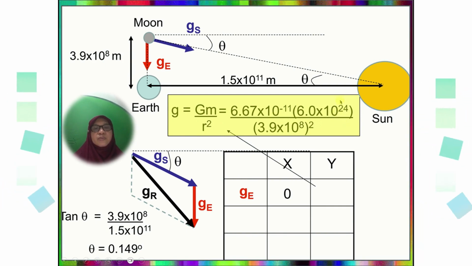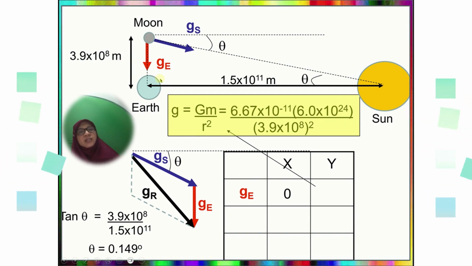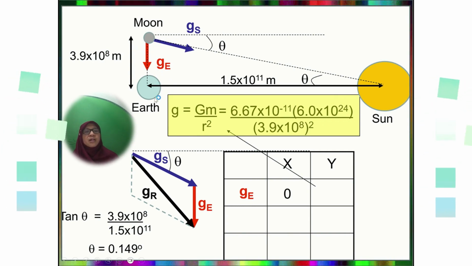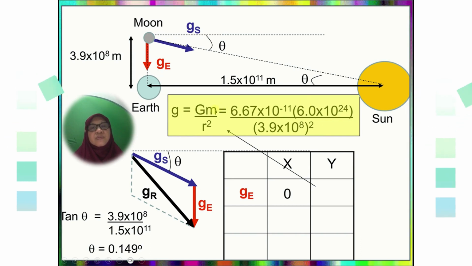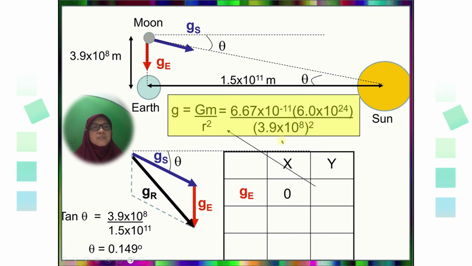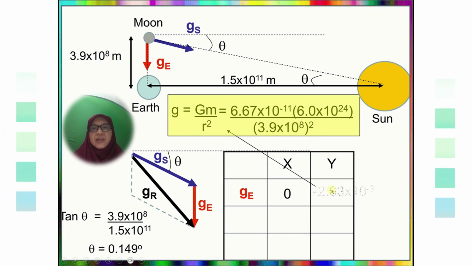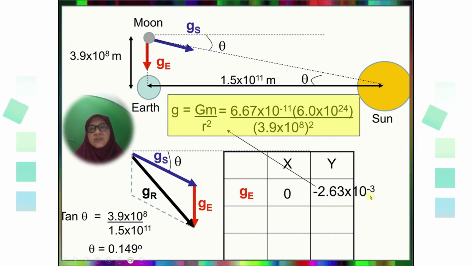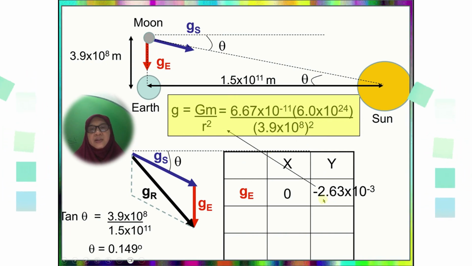Also, this is the mass of the earth, because the field is from the earth. The moon experiences the gravitational field of the earth. So this is the mass of the earth, divided by the distance, 3.9 times 10 to the power of 8. Don't forget the square. So we calculate, and we get negative 2.63 times 10 to the power of negative 3. Negative because it's downward, so we put a negative sign.